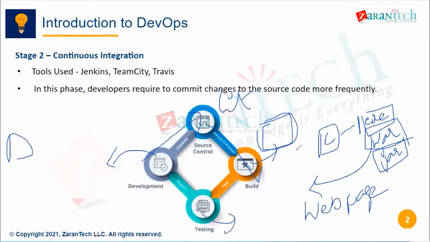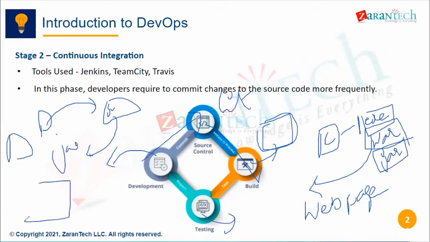And then test it. Start eating it. Though it's a bad example, testing as eating, but I'm just saying. So you develop a website, integrate with Git source control, build it to get a jar file or an EAR file, and test whether the changes made by you are working fine. Are we clear, guys?